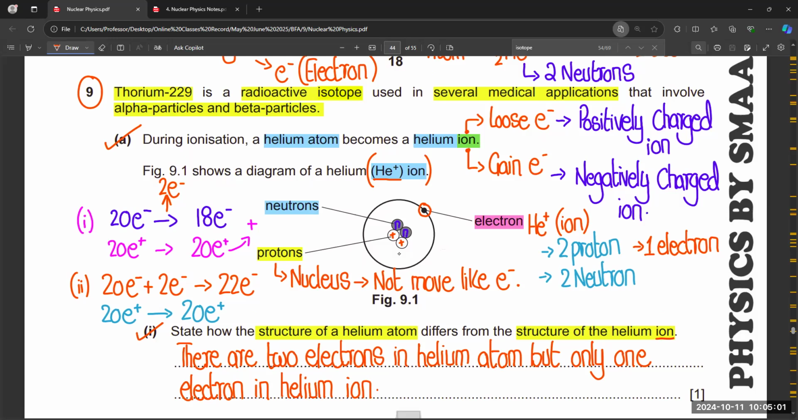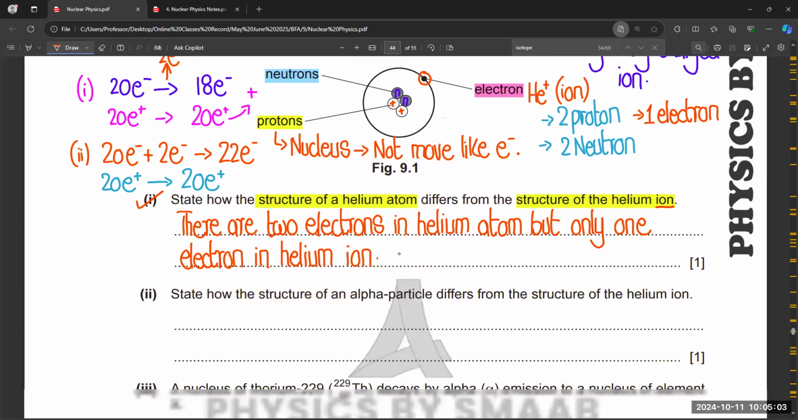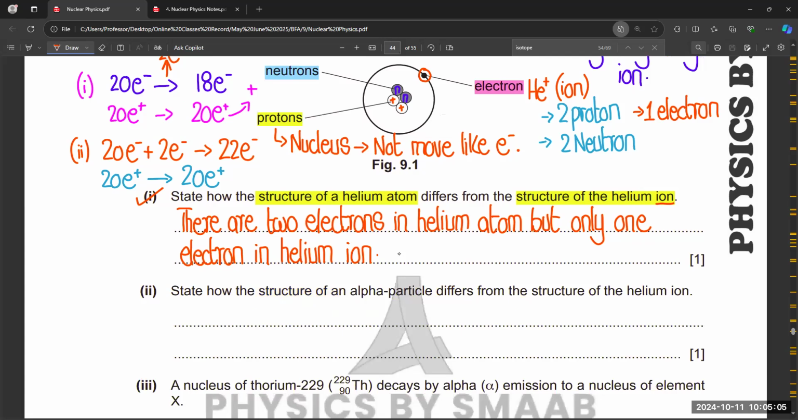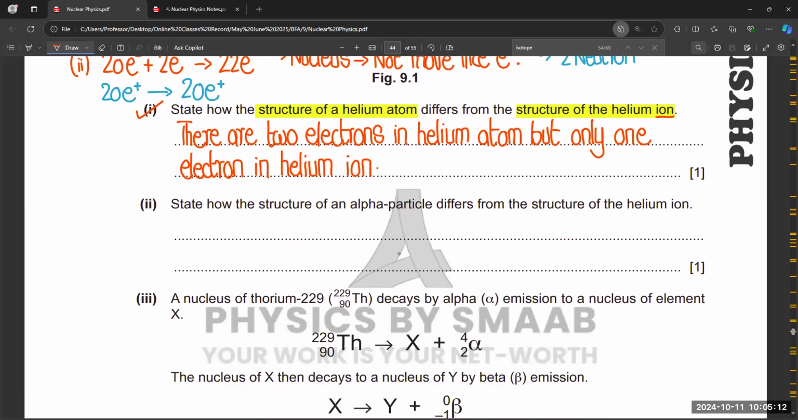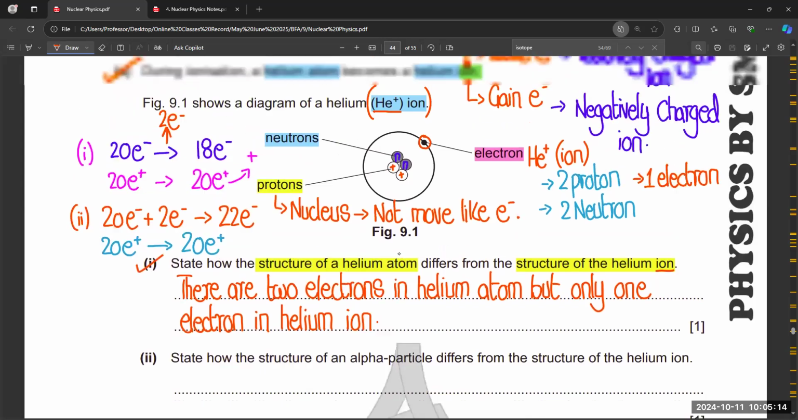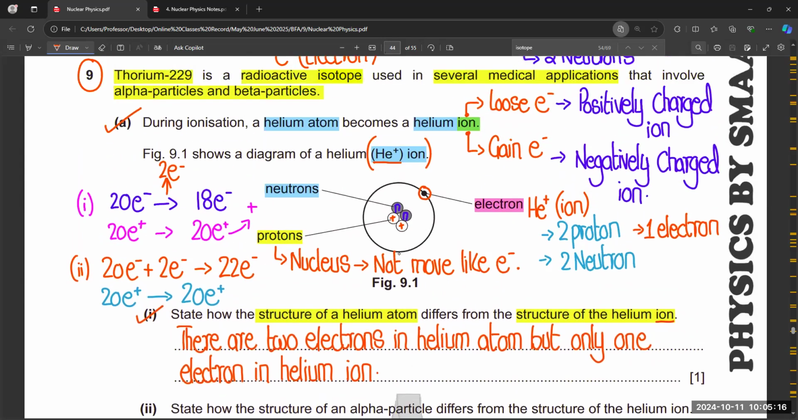Now if we compare with the second part, that is related to alpha particle, right? And definitely you don't know about alpha particle because we have to study this part. So just ignore that part. So now you can see we can also compare the normal structure of an atom with the structure of an ion. This is very simple.